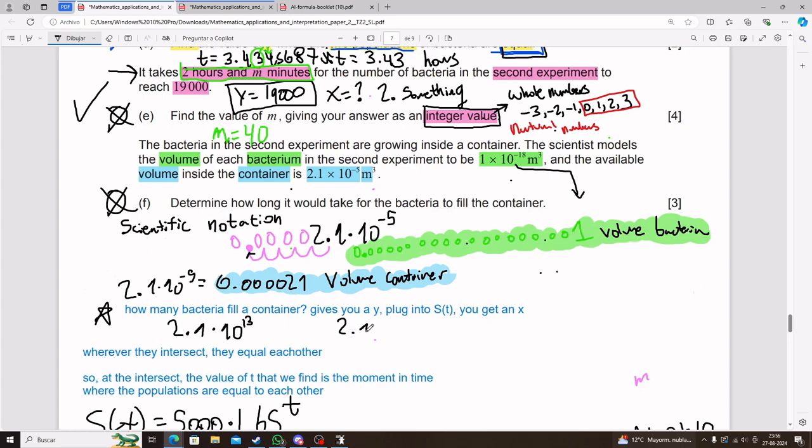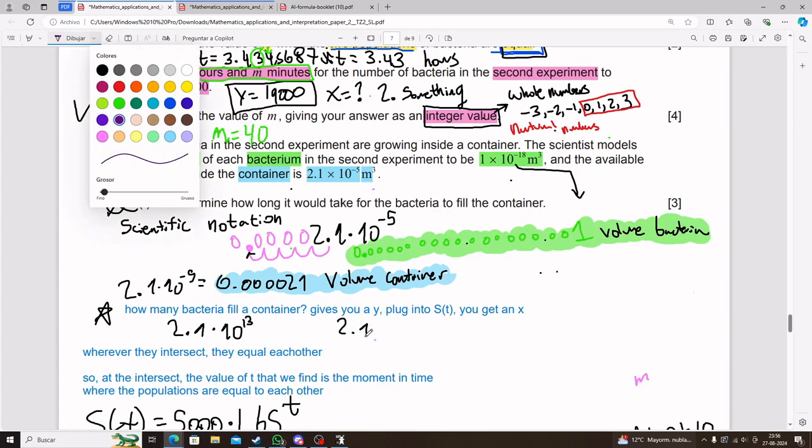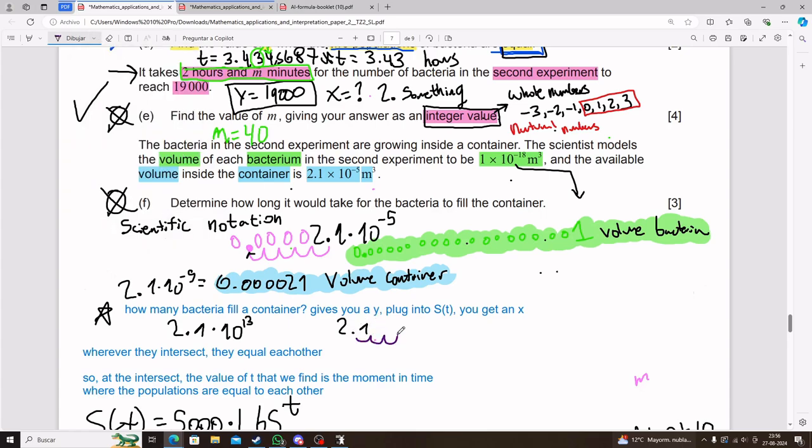So 2.1 moving it to the right 13 times is going to be 1, 2, 3, 4, 5, 6, 7, 8, 9, 10, 11, 12, 13. So what you actually end up with is a number whose decimal place has now moved all the way over here. That is what's happening. See, this is the amount of bacteria you need in order to fill in the container. Got it?